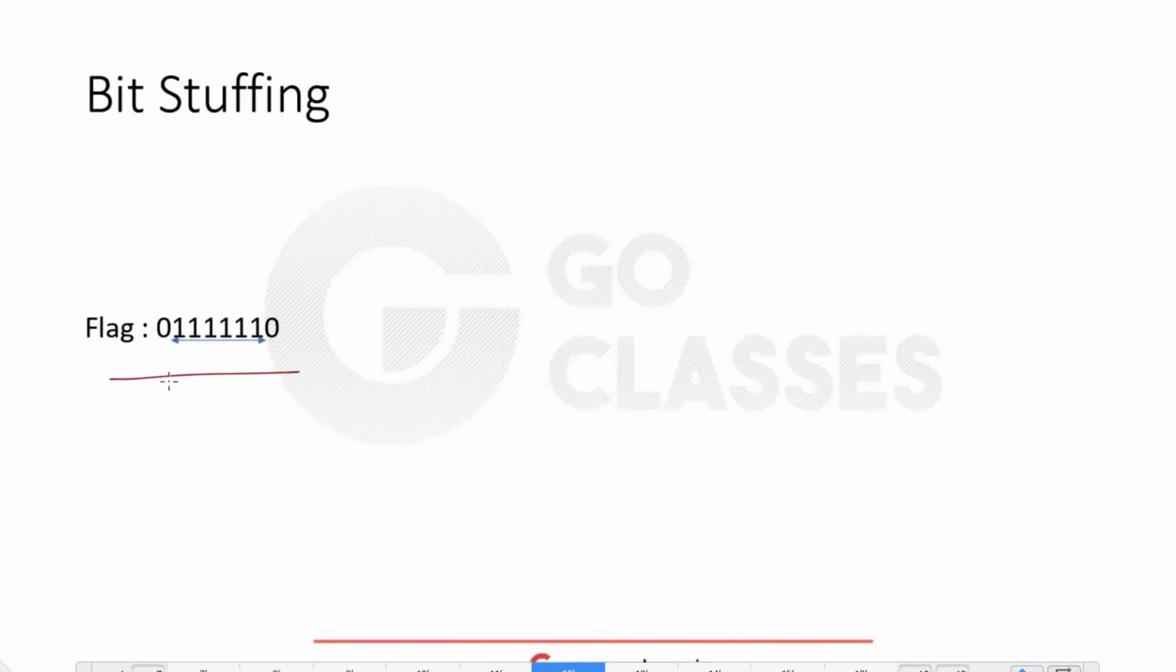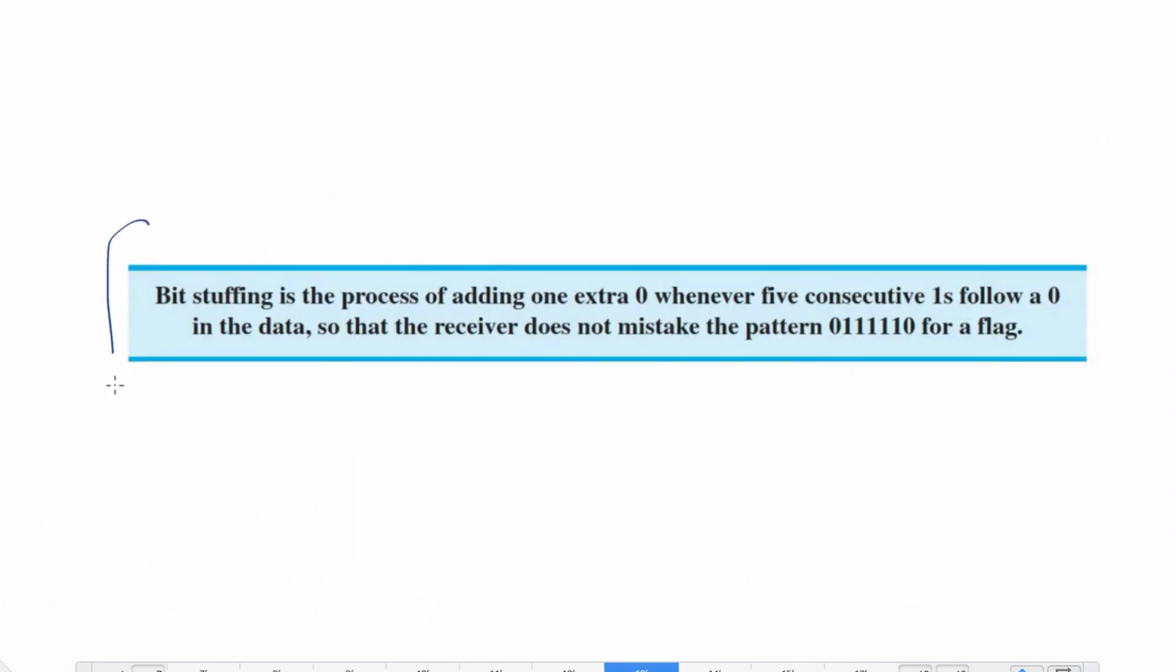So this is the flag that we generally use in bit stuffing. Otherwise, it is not fixed; it depends on the protocol and on the question. So in bit stuffing, the rule is the process of adding one extra 0 whenever 5 consecutive ones follow a 0 in the data, so that the receiver does not mistake the pattern 0, then 6 ones, and then 0 for a flag, right?